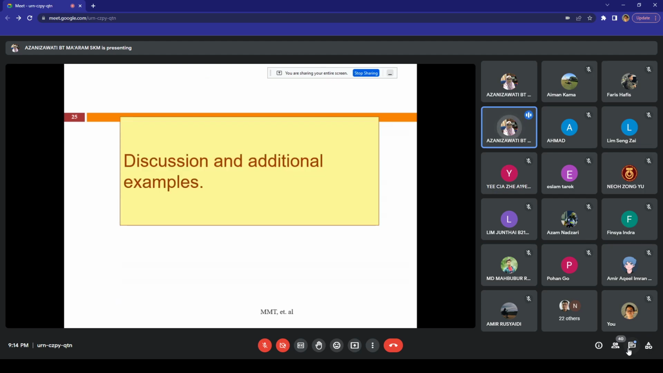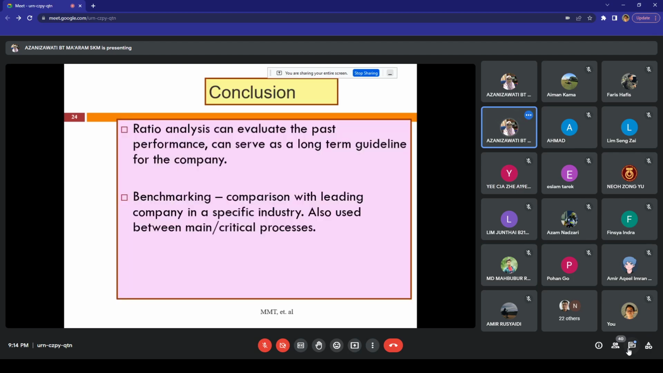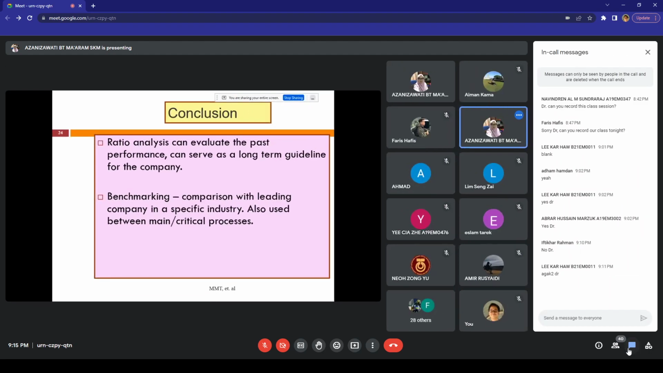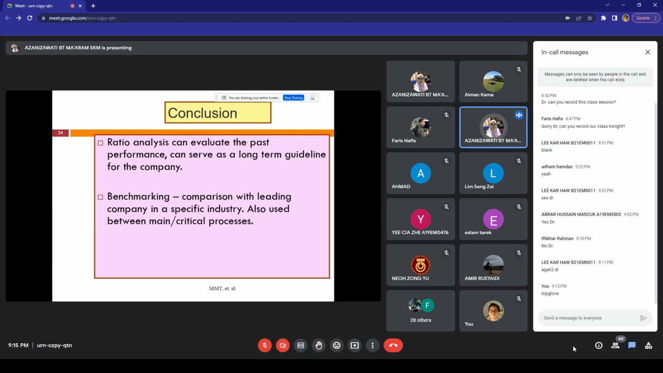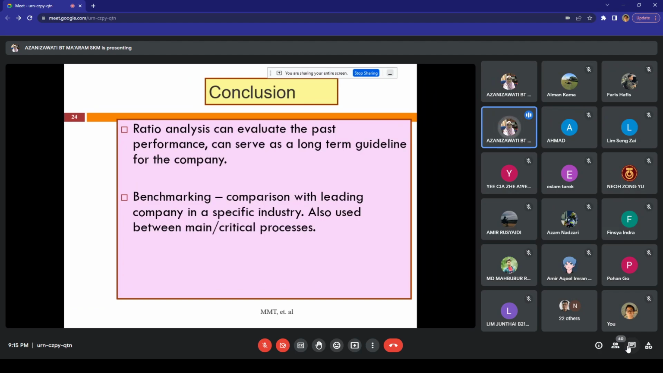For example, we take one company, for glove. Normally, which company do we do the benchmarking against for glove? Top Glove. Yeah. So besides Top Glove, what are other companies also listed publicly? It's also a public listed company besides Top Glove.